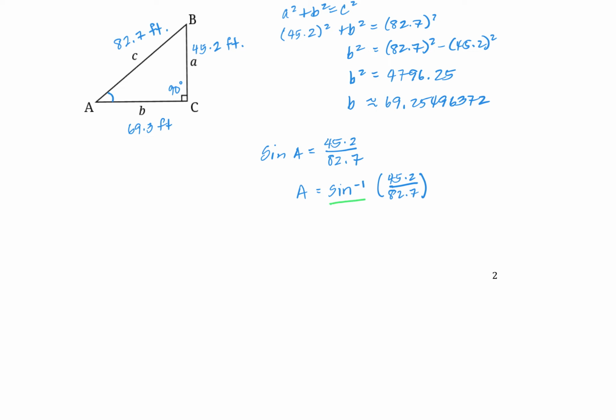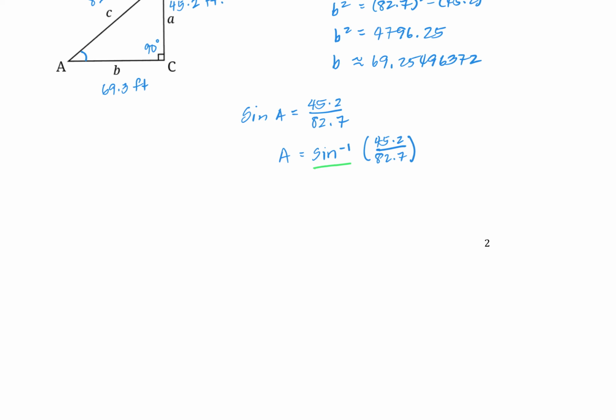If you don't have this key, sine with that negative one, so sine inverse, then you should use the second key with sine. And it depends on your calculator. If you're using, say, the classroom set of calculators, you would have to put in the 45.2 divided by 82.7 first, and then do second sine. But other calculators, you would just do the second sine and then put in the 45.2 over 82.7. So something to be careful about.